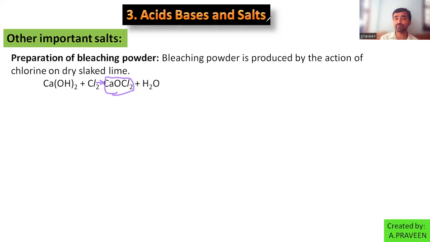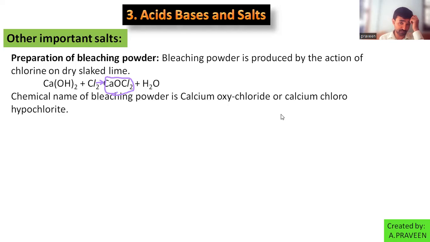Then immediately it will be packed into plastic bags to avoid the escape of chlorine gas from it. If you heat it, what happens? Again, the chlorine gas will escape from it. So that is the reason. The chemical name of bleaching powder is calcium oxychloride, or calcium chlorohypochlorite. Calcium chlorohypochlorite is the name of CaOCl2.